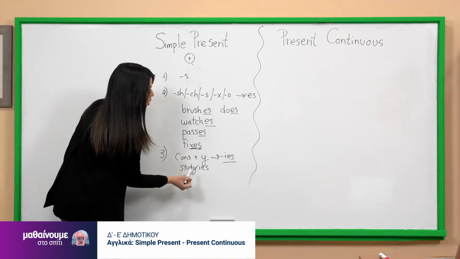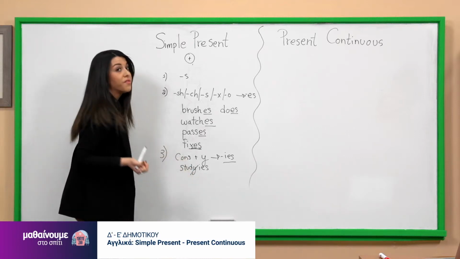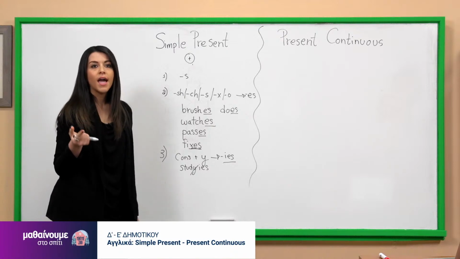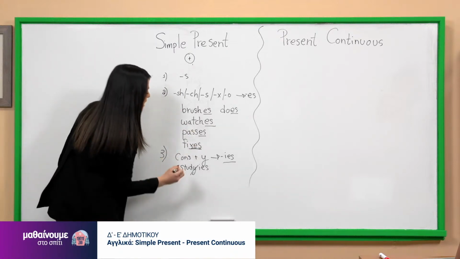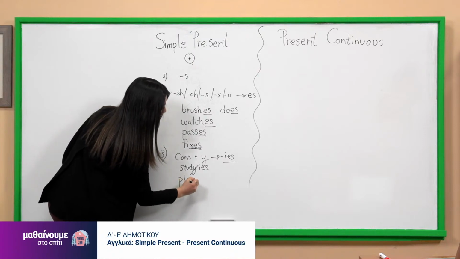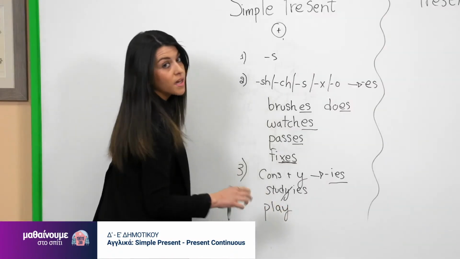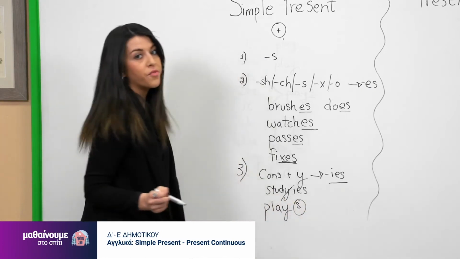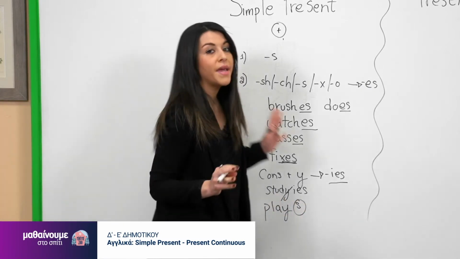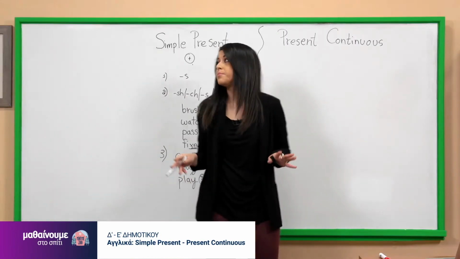Now, careful, if before the last letter we don't have a consonant and we have a vowel, so we have A, I, E, O, and U, we don't change it, like play. Look at this. Play has a vowel before Y, not a consonant, so we don't change it, we just put S, like before. So these are the three basic spelling rules of simple present.